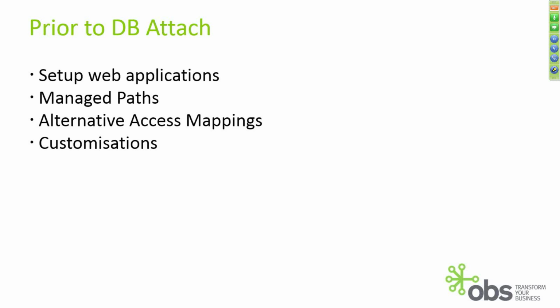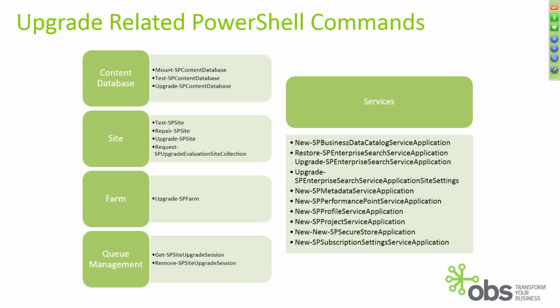Heaps of PowerShell commands are going to help you with the upgrade. What you'll find is you can perform an upgrade and then you can pretty much go in and manually kick off upgrades of any site, farm level, content database level if there are any issues. So have a look through all your content database commands and make sure you're aware of which ones to do and which ones to run when.